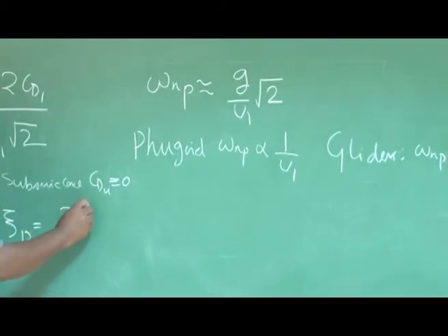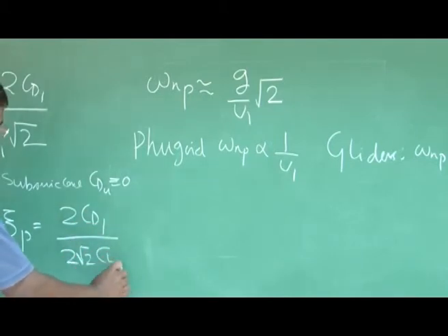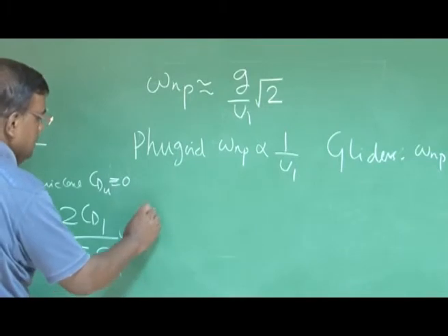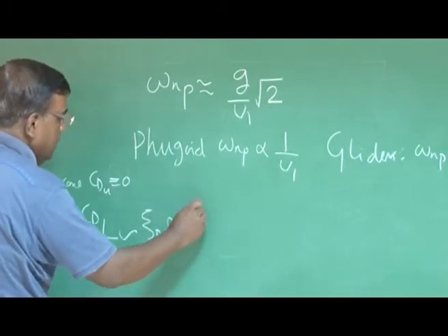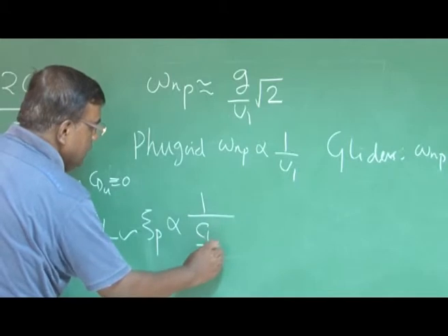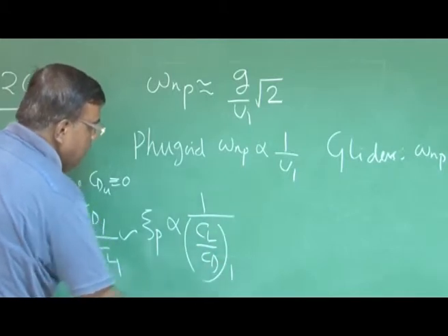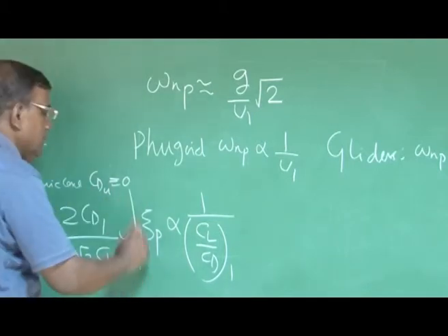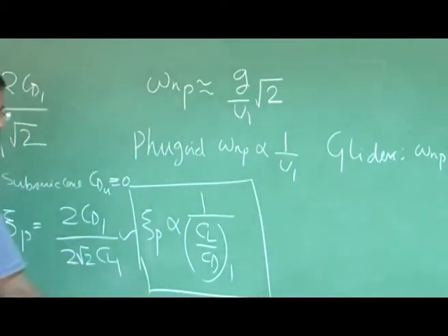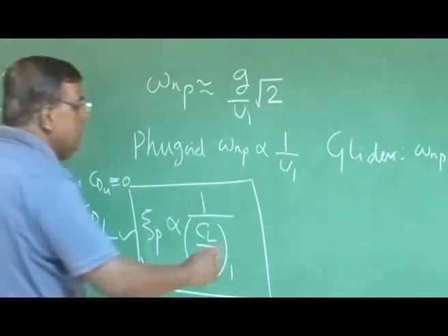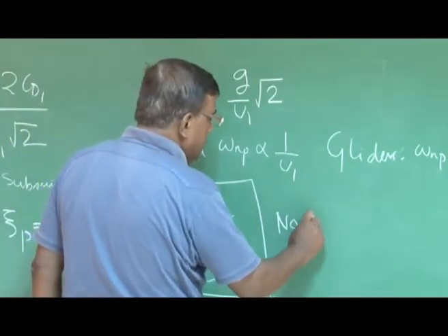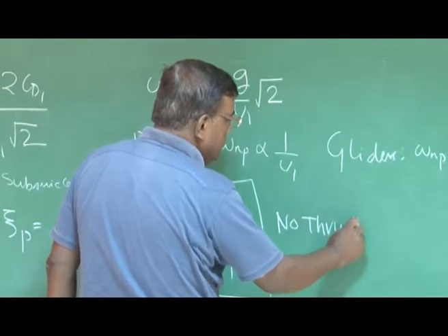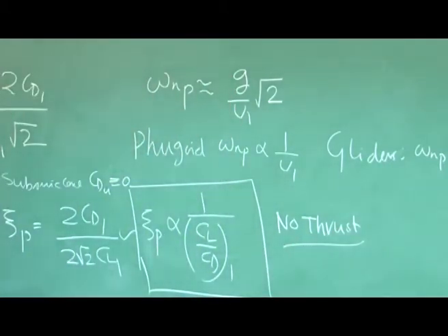So, we have now zeta p equal to 2 CD1 by 2 root 2 CL1, and you could see that this implies zeta p is inversely proportional to CL by CD evaluated at steady state, that is CL1 by CD1. This is extremely important. Please understand, this expression is for no thrust. We are mostly talking about the gliding flight. Okay. What is the meaning of this?